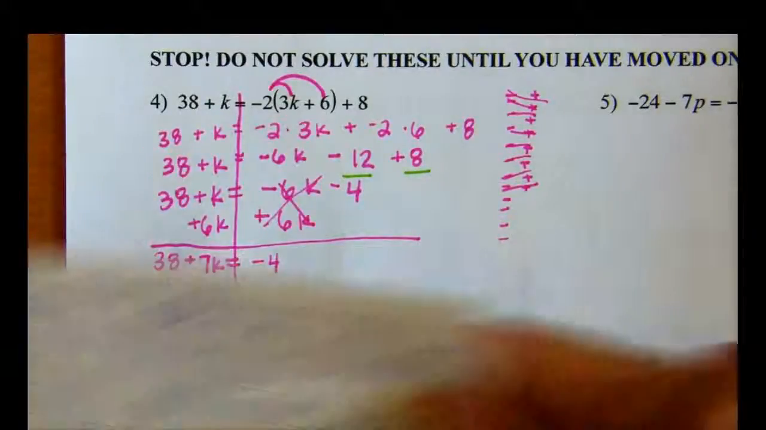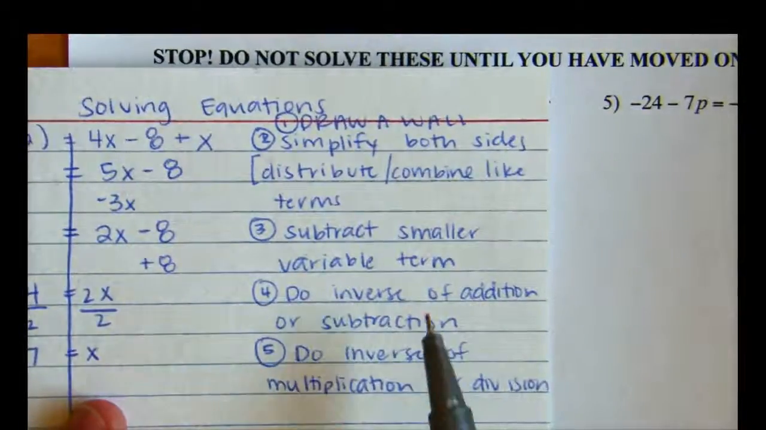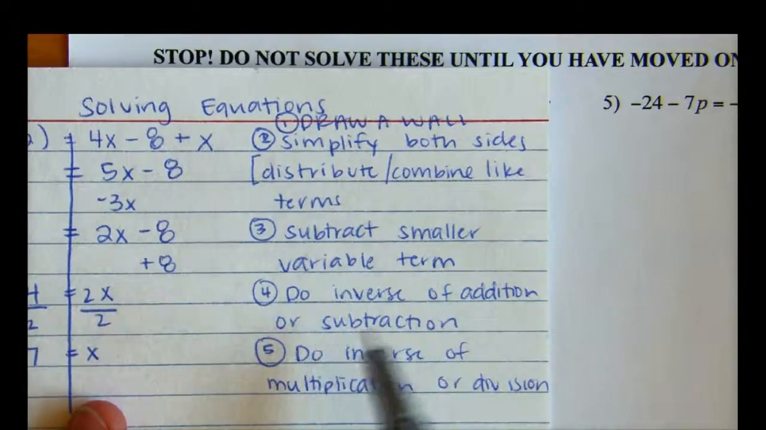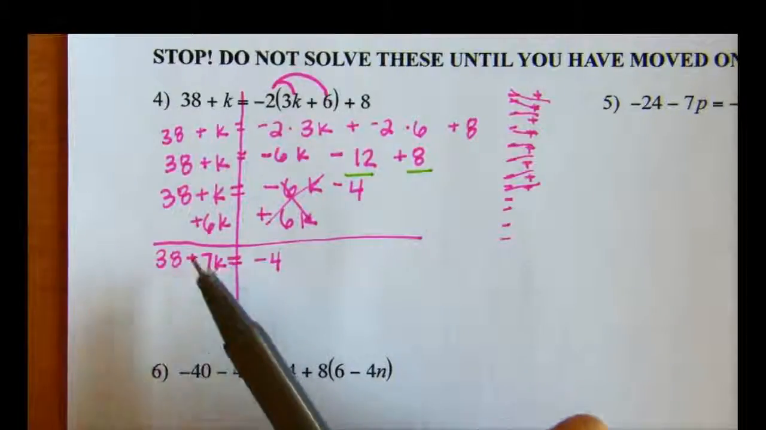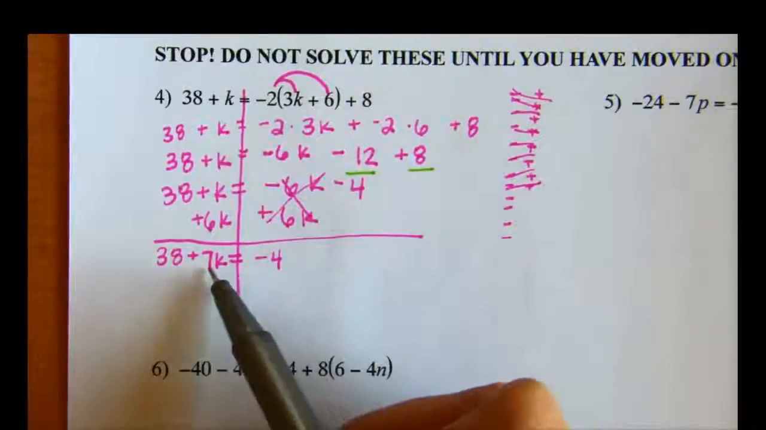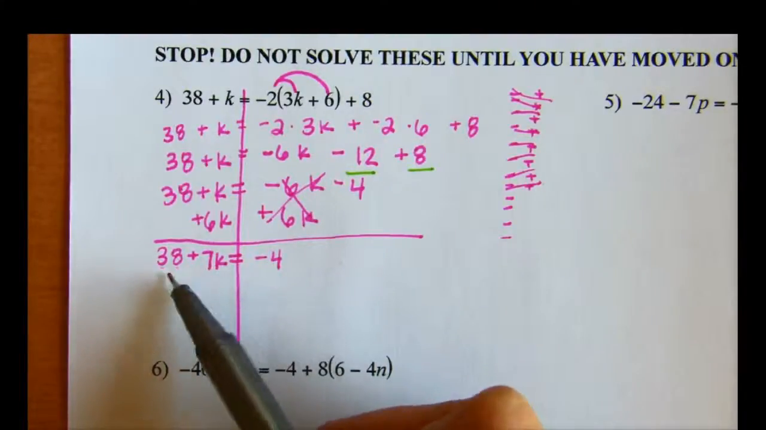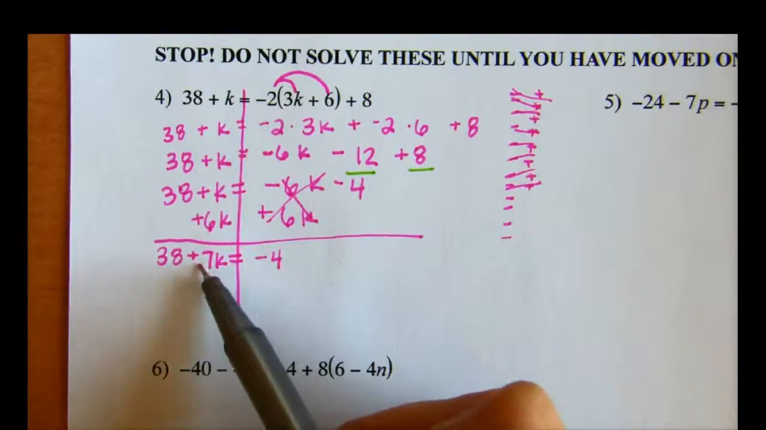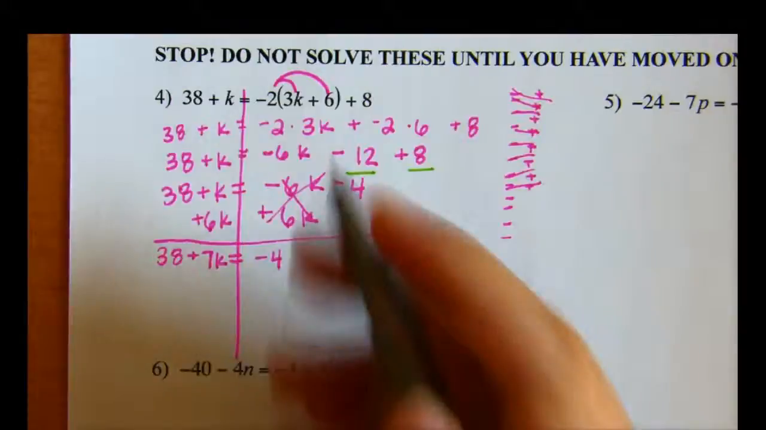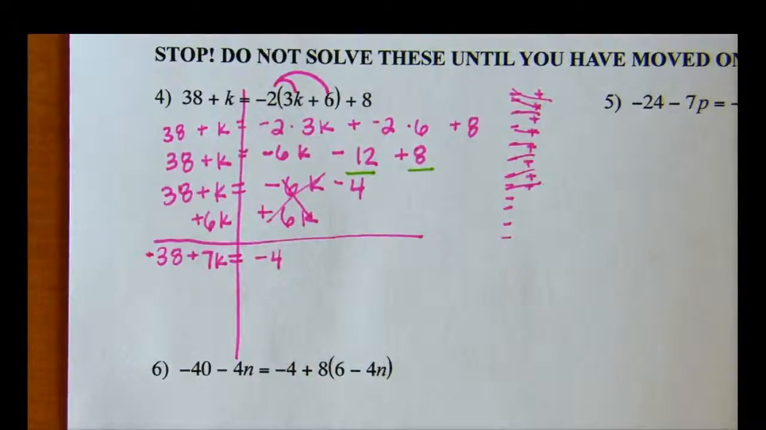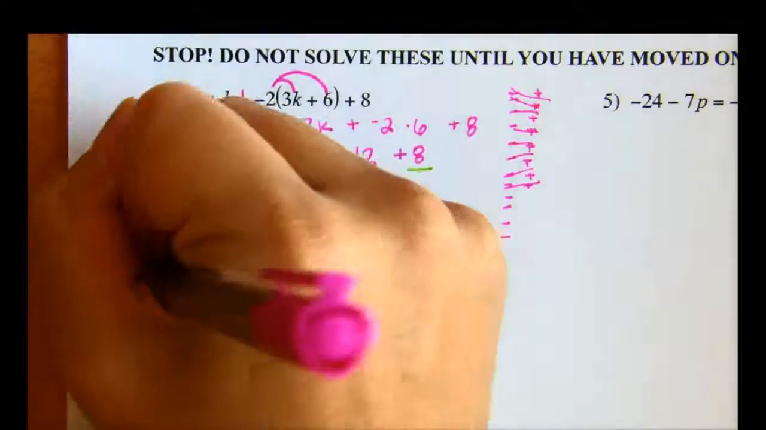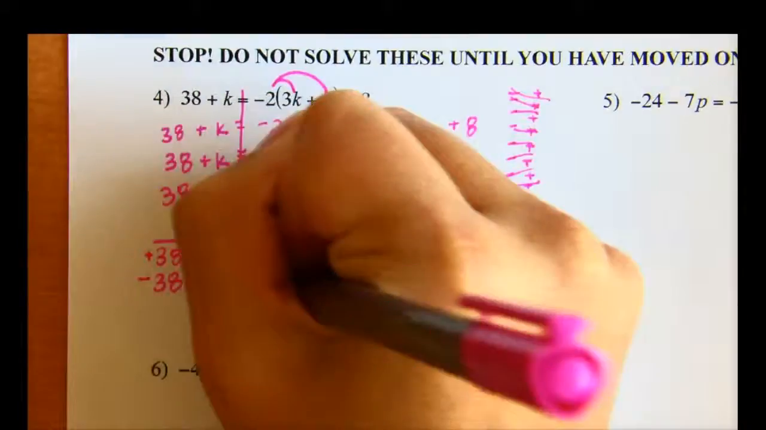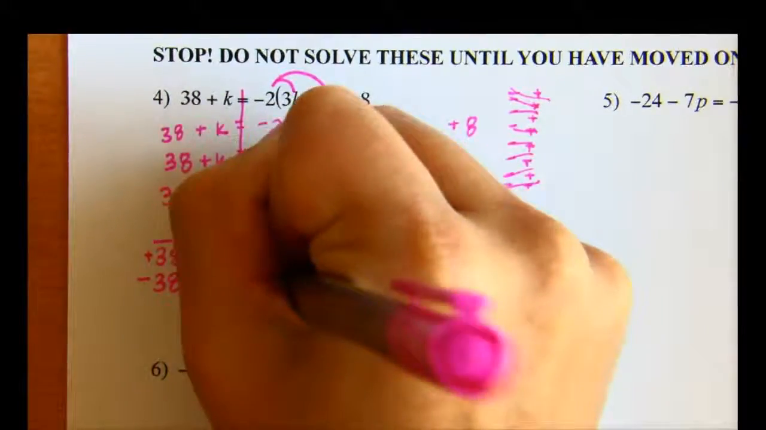Okay, my next step is to do the inverse of addition or subtraction. So really in this step, I want to get k by itself by the end of this equation. So next to k I've got this 7, but that 7 is being multiplied, so I can't get rid of it. On the same side of k is this 38. That's being added with this 7k. I can also put a plus in front of my 38. To get rid of that 38, I'm going to subtract it from both sides. I'm going to subtract 38 from both sides.